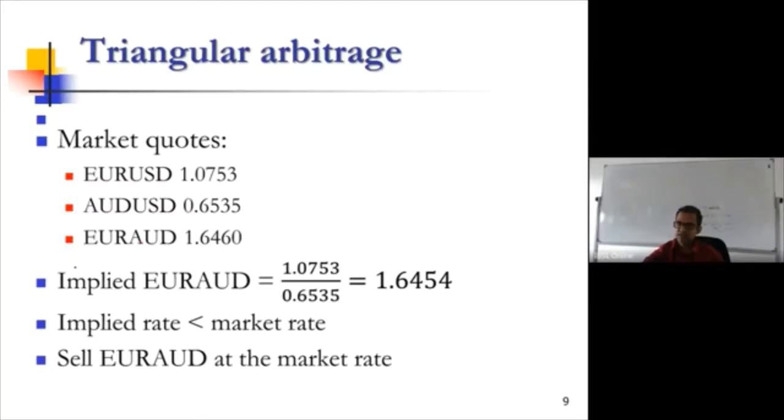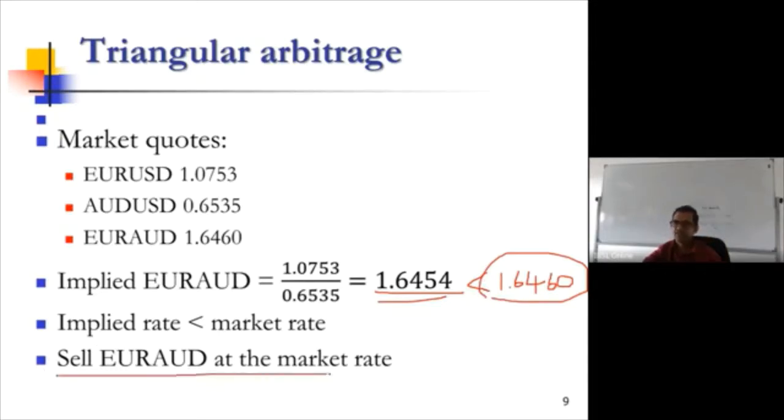1.6460 as we did earlier. This should be the implied rate. So the implied rate is less than the market rate. 1.6460 is the market rate, this is the implied rate, and this is less than 1.6460. What do you do? Go to the market and sell euro AUD immediately. Say I sell euro against Australian dollar. That's the first trade that you have to do.